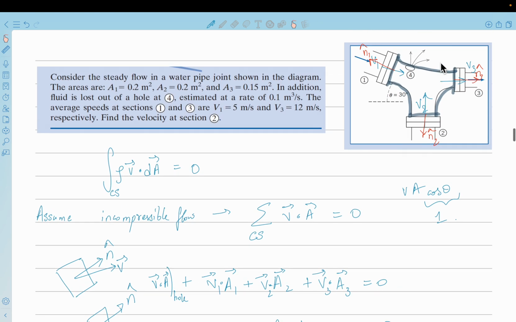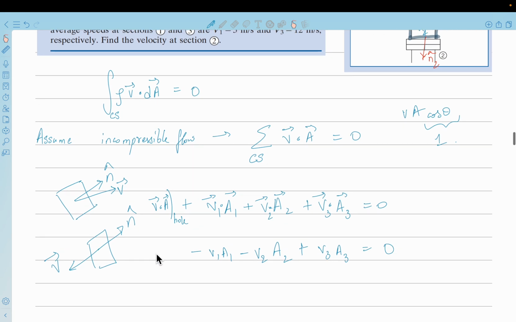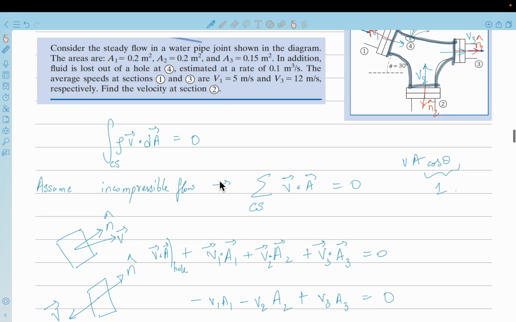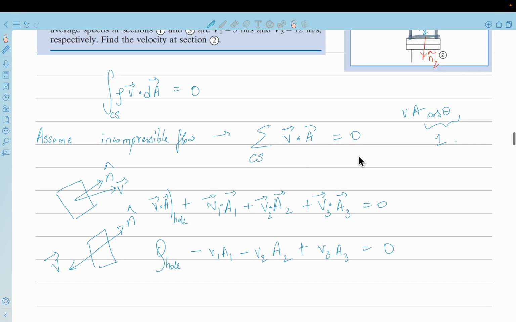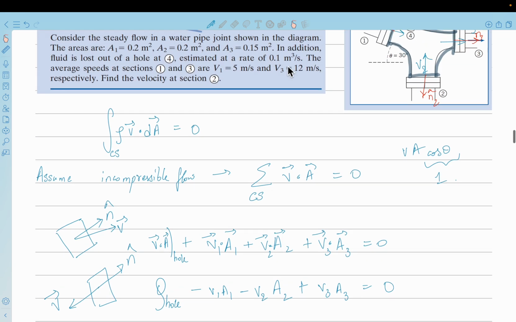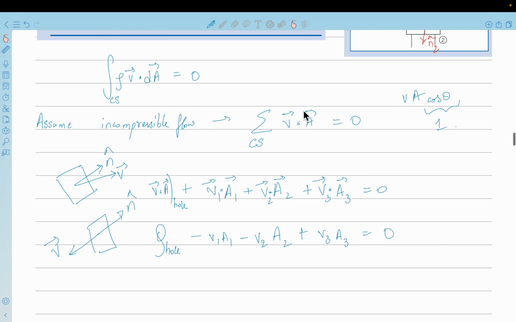So what about the hole? So the velocity is, of course, outwards, and n cap is also outwards, right? So this is going to be, we know the rate already, so I can write it as q hole, and it is positive according to our convention. Why have I written q? Because what is given to us is 0.1 meter cube per second. It's already v into a that is given to you.